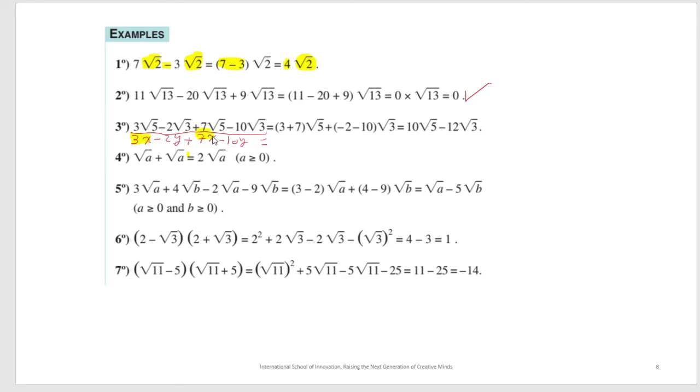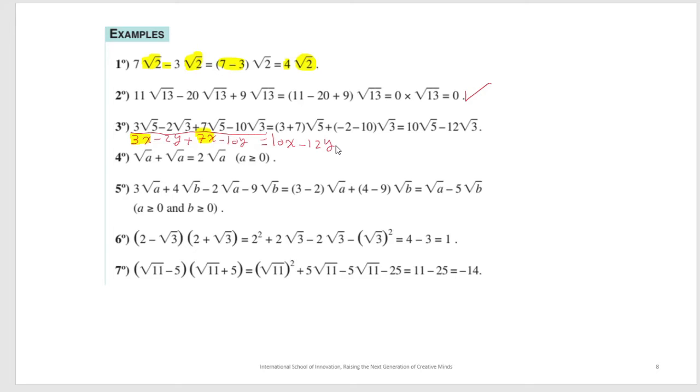3x and 7x are like terms. Remember like terms? Like terms that have the same variable? We took them at the beginning of the year and last year also. So 3x plus 7x is 10x. Negative 2y minus 10y is equal to negative 12y.